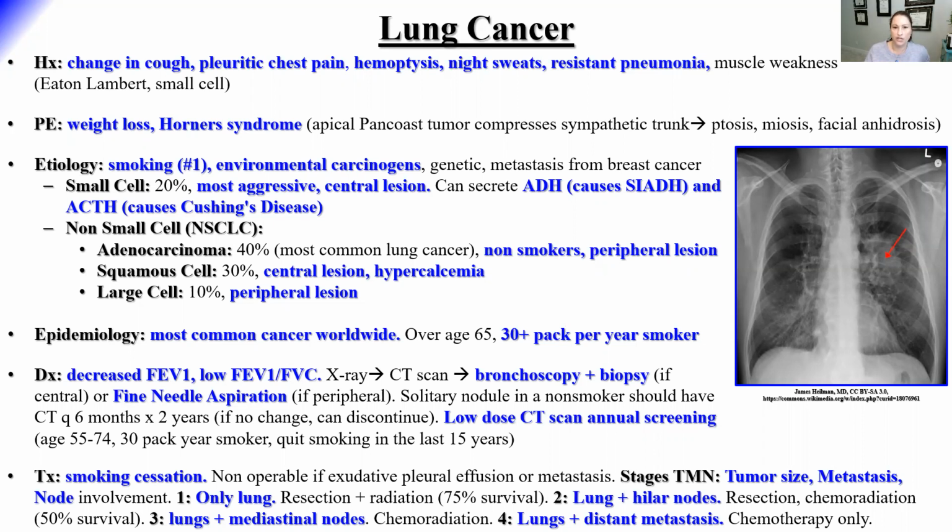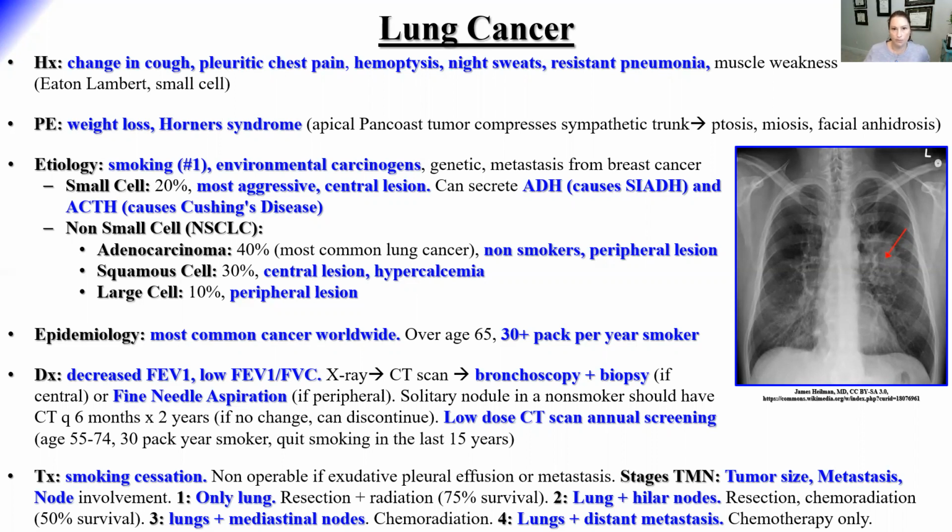If it's stage 1, it's only lung. And this is going to be resection plus radiation that has about a 75% survival rate. Stage 2 is going to be lung plus the hilar lymph nodes. That's going to be resection, chemotherapy, radiation, and that has about a 50% survival. Stage 3 is when it's in the lungs and the mediastinal nodes. That's going to be chemoradiation. And then stage 4 is lung and distant metastasis, and that's going to be chemotherapy only.